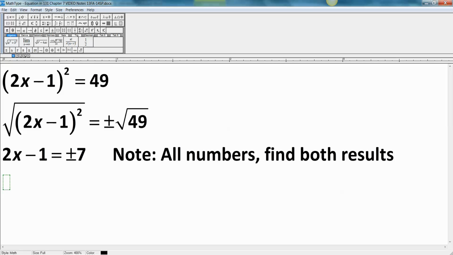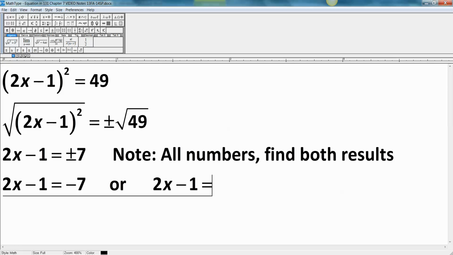All right, so what are we going to do? Well, we're going to add 1 to both sides. Oh, you know what? You won't be able to do it that way. I take it back. Let's do it this way. 2x minus 1 equals negative 7, or 2x minus 1 equals positive 7. So I'm splitting this up into two separate equations. That's how you're going to have to do this. So 2x minus 1 equals negative 7, or 2x minus 1 equals positive 7.